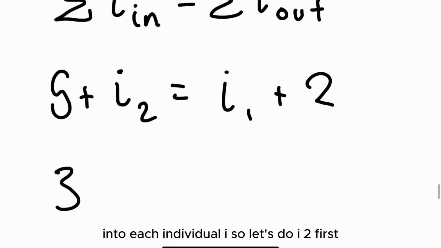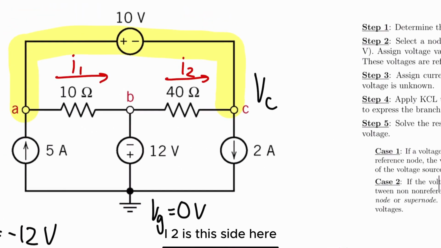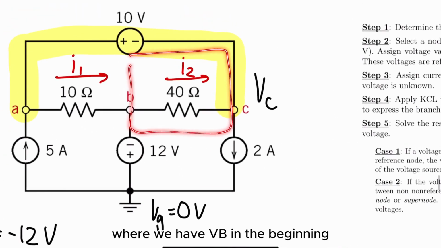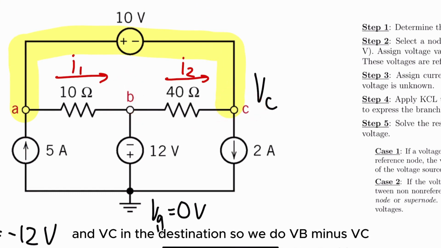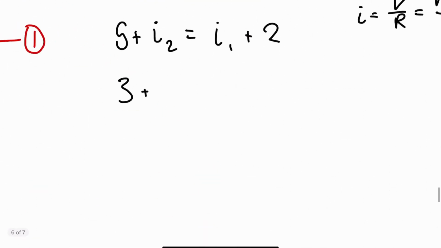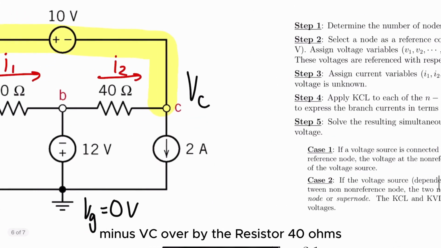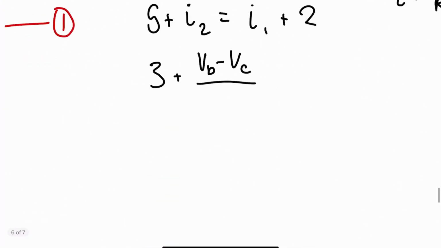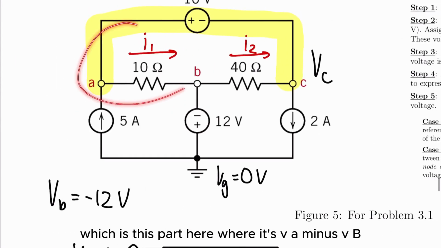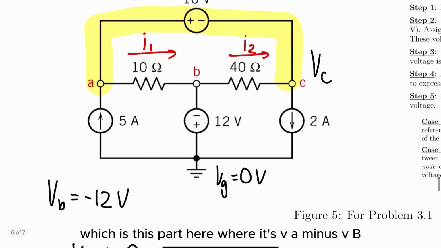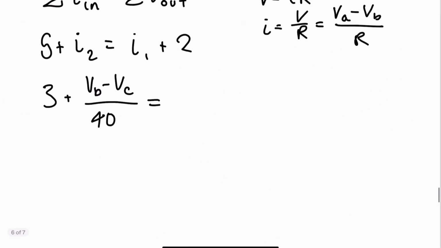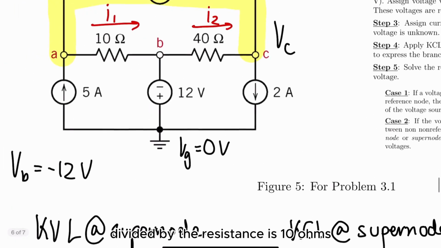So let's do I2 first. I2 is this side here, where we have VB in the beginning and VC in the destination. So we do VB minus VC over the resistor 40 ohms would be equal to I1, which is this part here where it's VA minus VB divided by the resistance, which is 10 ohms.